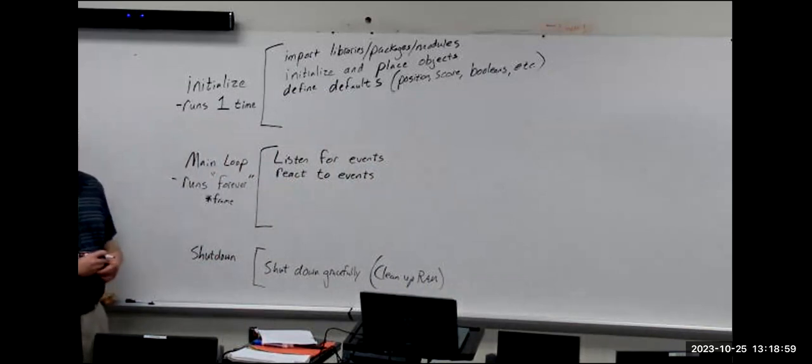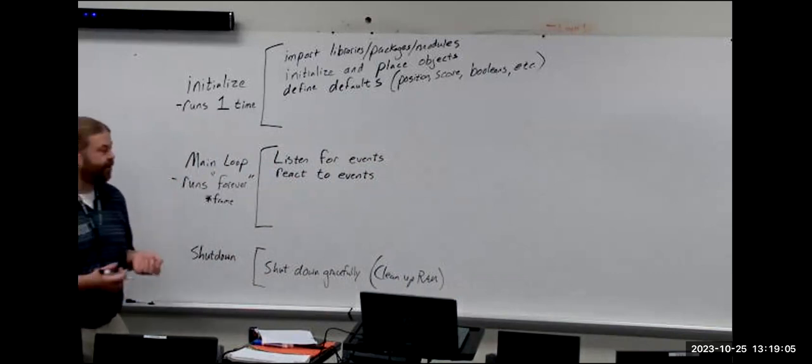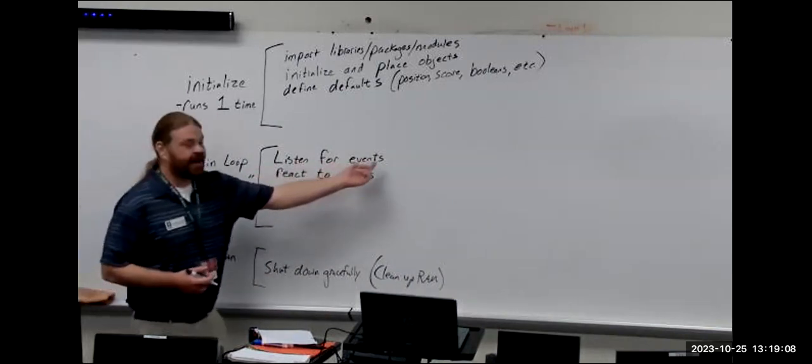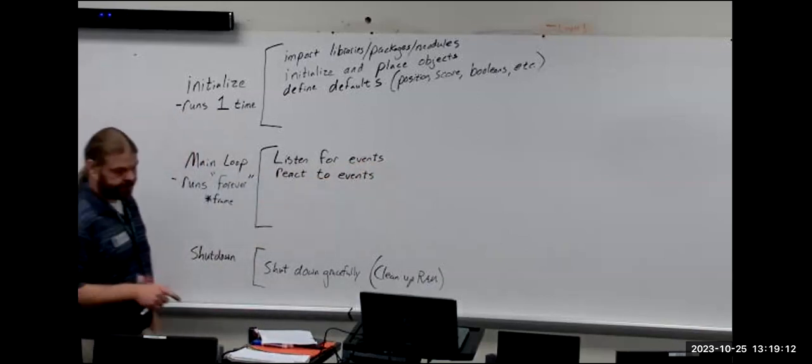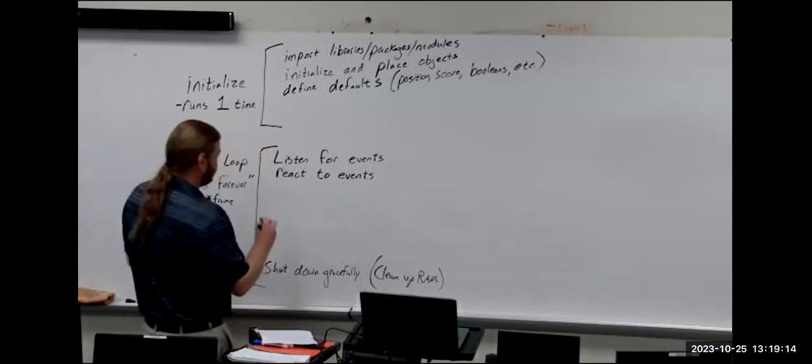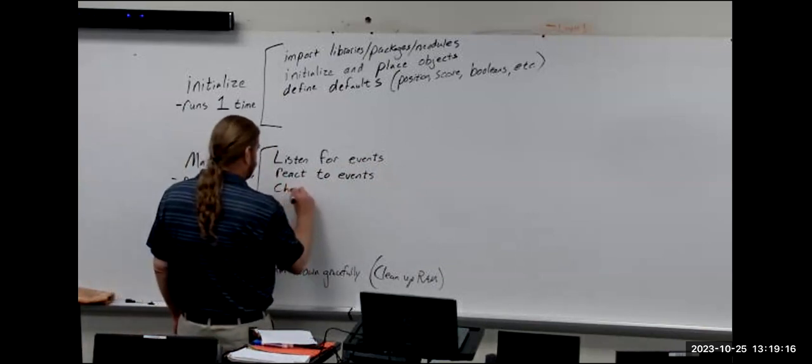If the mouse moved, is that controlling our camera? Does our camera need to pan? Does our character need to turn around? What does it mean for that mouse movement that we just heard? We want to check physics.